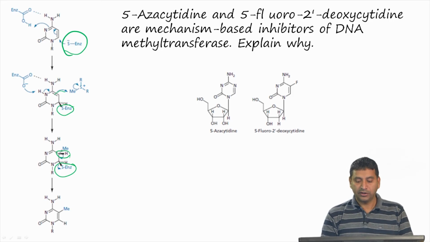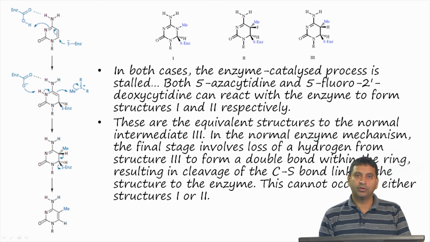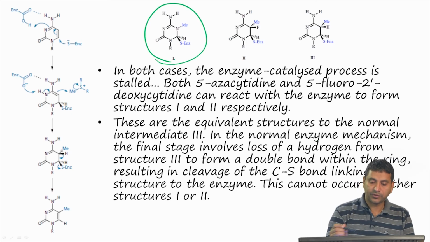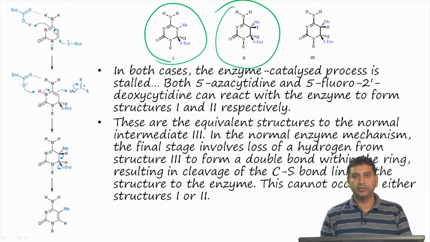So, the question is, these two molecules are mechanism based inhibitors, we need to explain why. If we propose a similar mechanism for these molecules, what would happen is you would get intermediates such as this. In the first case, you get an intermediate where the sulfur attacks and forms a stable compound like this. So, in both cases, the enzyme catalyzed process is stalled.